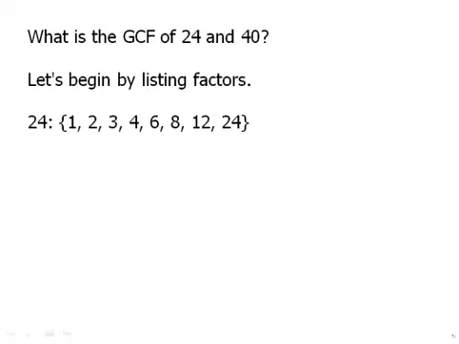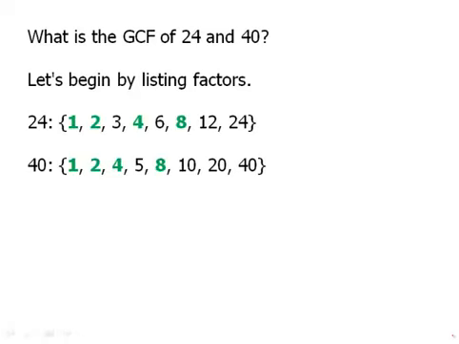So the factors of 24, those are all the factors of 24. Those are all the factors of 40. Notice that some of those factors they have in common. They appear on both lists. Those are the common factors. So we can make a list of the common factors. The common factors of 24 and 40 are 1, 2, 4, and 8.